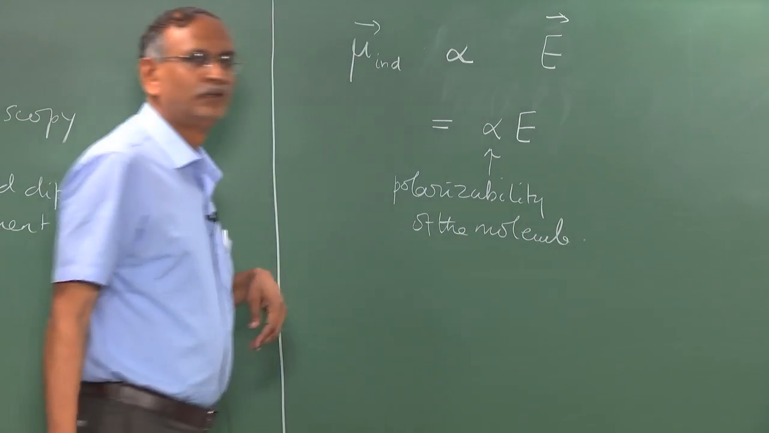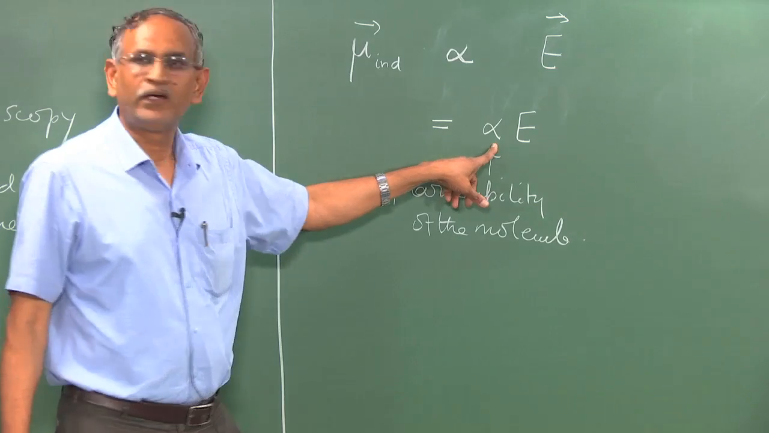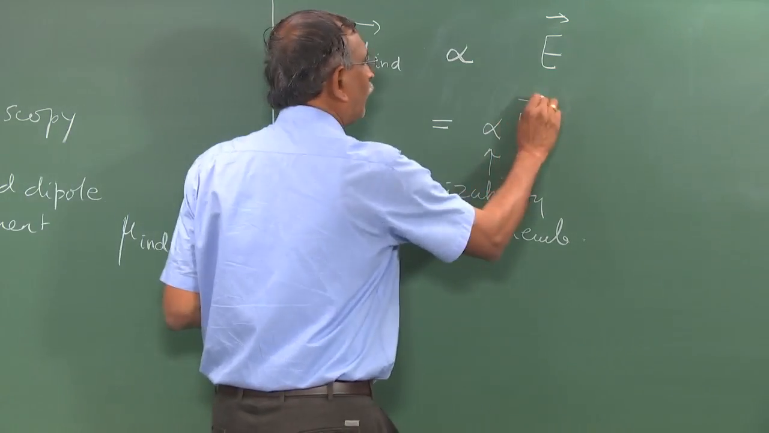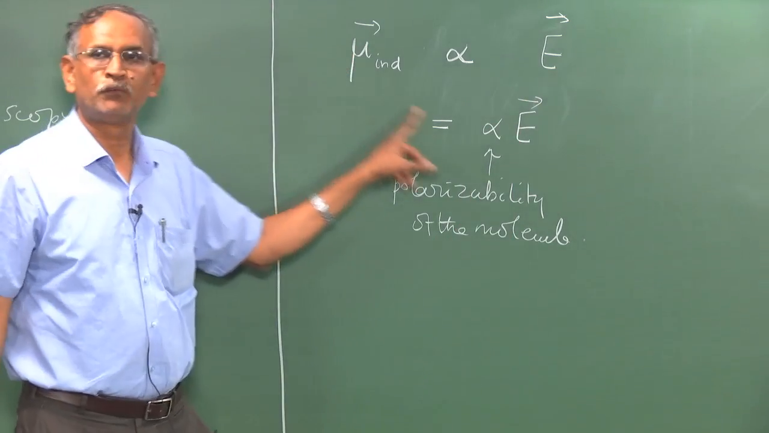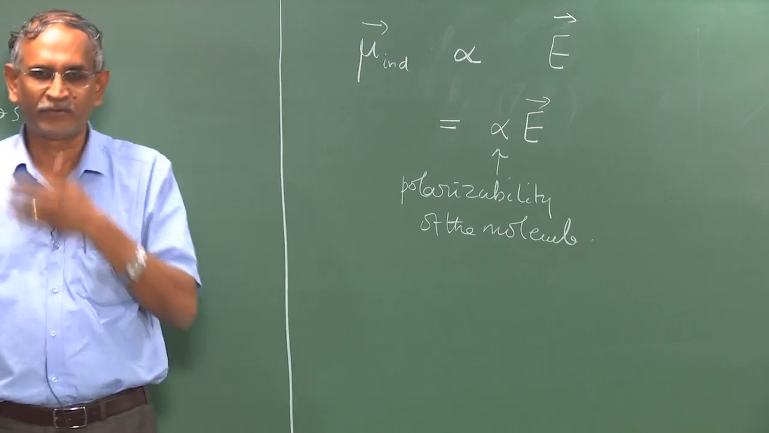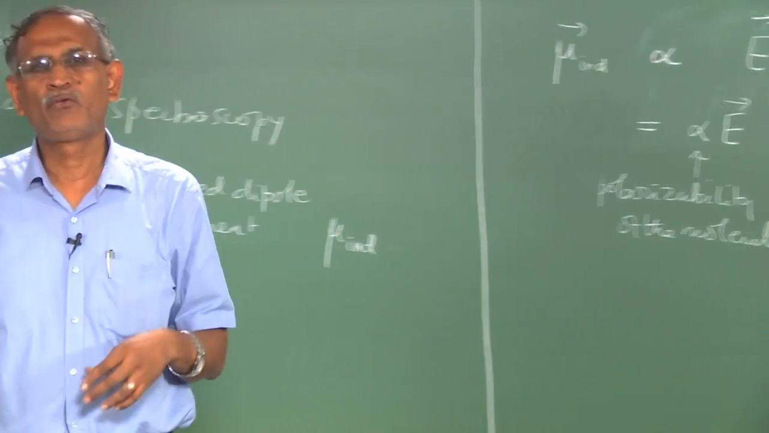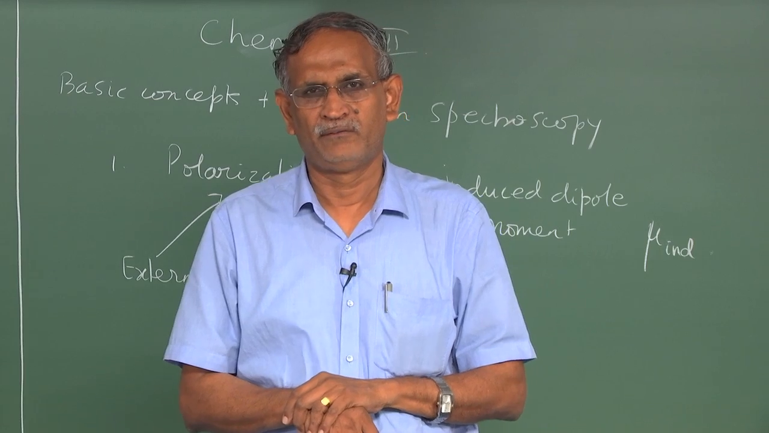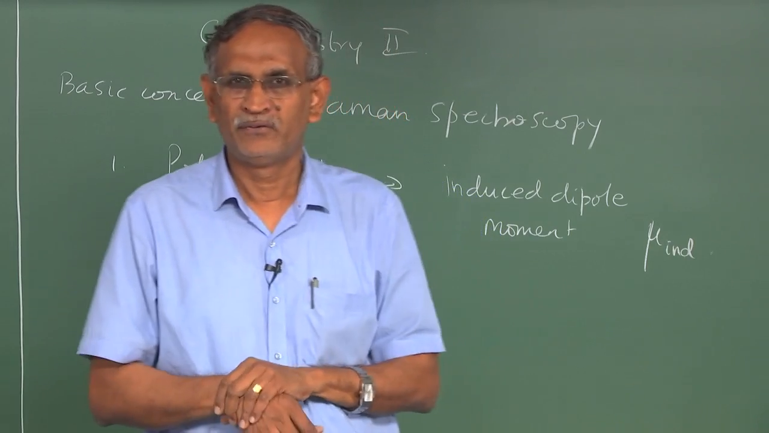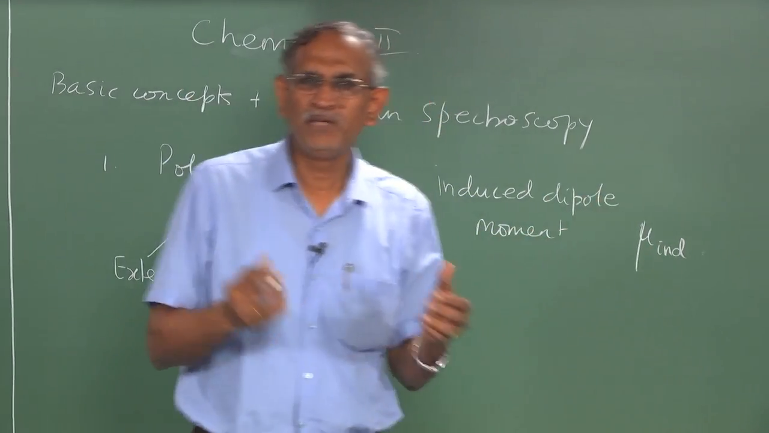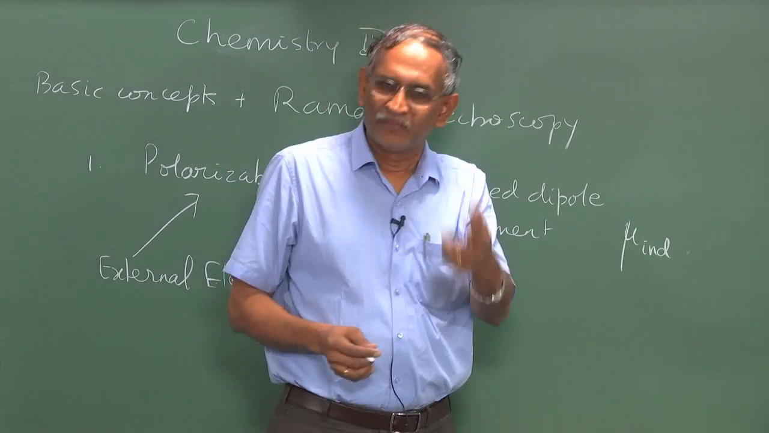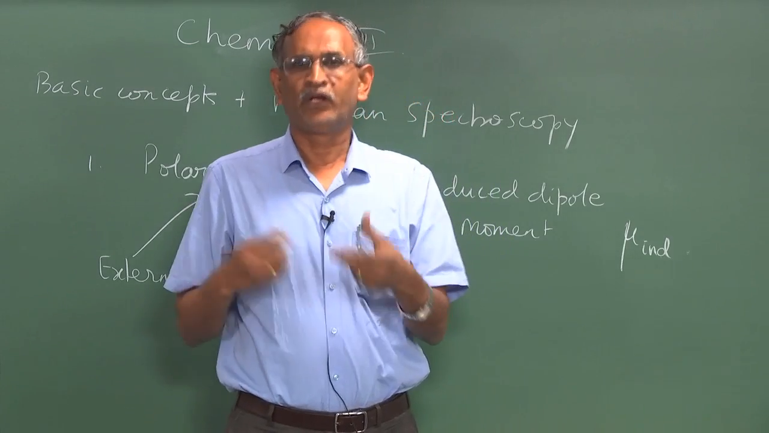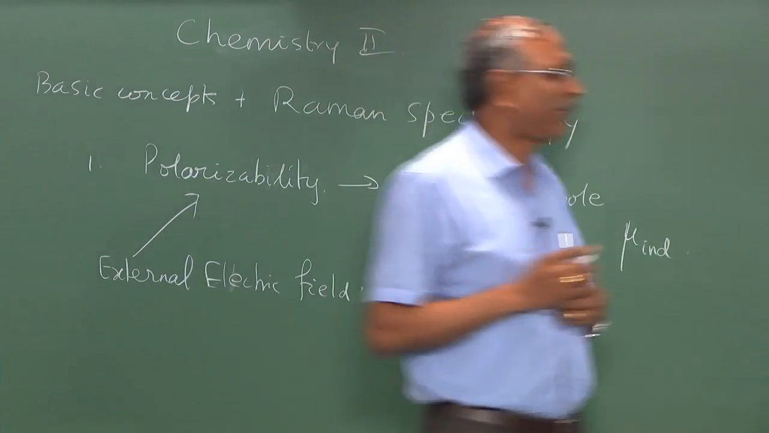Okay. Now, if the alpha is a scalar, quite obviously the induced dipole moment and the electric field are in the same direction. But it does not have to be. The induced dipole moment need not be in the direction of the applied field. Then what happens? Then how can two vectors be related to each other?